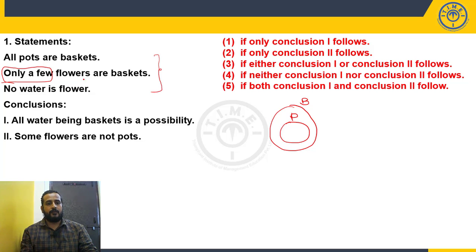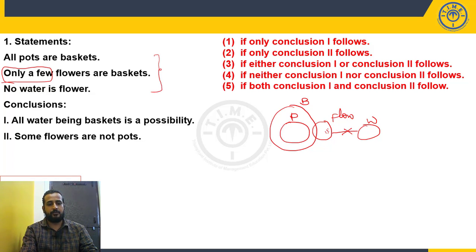When it is given only a few flowers are baskets, definitely some part of the flower should be outside the baskets. So here are the baskets and flowers. Definitely, at least some part should be outside. Okay, no water is a flower, so between flower and water there should not be any relation. So this is the basic diagram for the given statements.